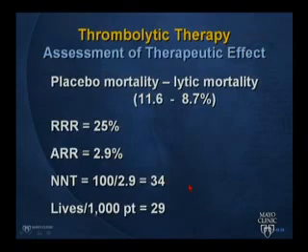Now let's think about these numbers. We said the placebo mortality was 11.6% and the lytic mortality was 8.7%. So is this a big treatment effect? Well, this is a 25% relative risk reduction, okay? So 8.7% is 25% less than 11.6. And that's it. It's simple.